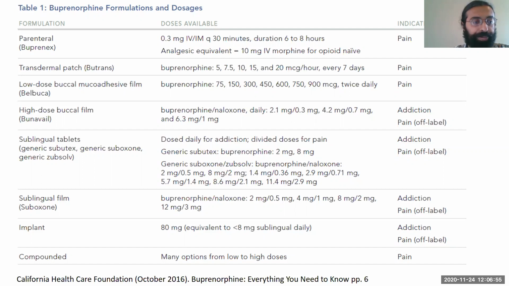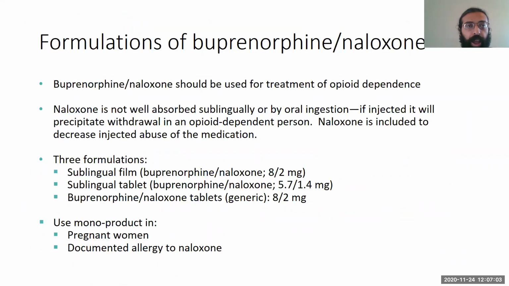What's not listed here is the Sublocade injection, and you can also do compounded formulations of buprenorphine.